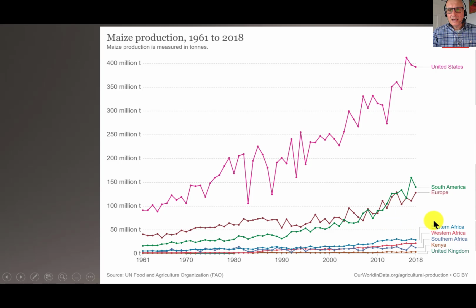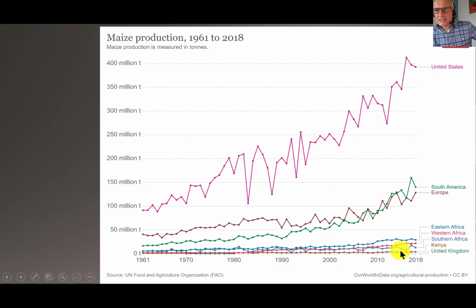But where we see perhaps less of a growth is in the countries of Africa. And I've just picked out East Africa, West Africa, Southern Africa, and I put Kenya in there as well. You'll see the maize production in the UK is at a pretty low base. We're not big maize growers because of us being in the north where it's cool and damp. So it's not great maize growing country.